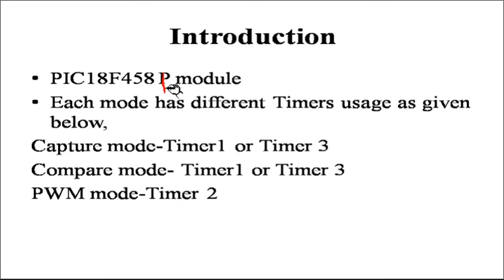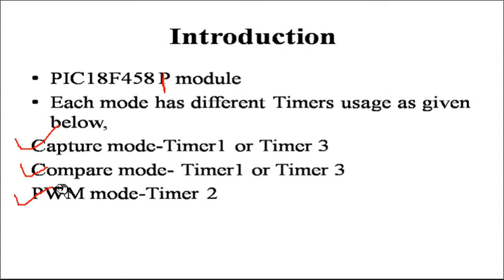Each mode has different timer usage. If it is a capture mode, it is going to utilize Timer 1 or Timer 3. If it is a compare mode, it will have Timer 1 or Timer 3 again. Whereas if it is a PWM mode, it is going to have only one timer, that is Timer 2.